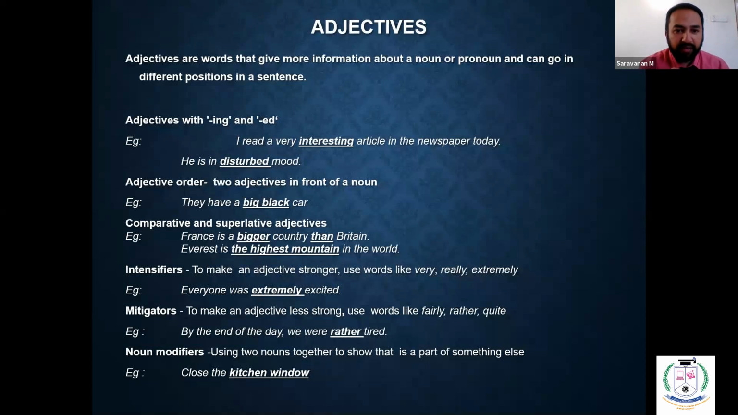They have a big black car. Adjective of order. Two adjectives in front of a noun. See that. They have a big black car.